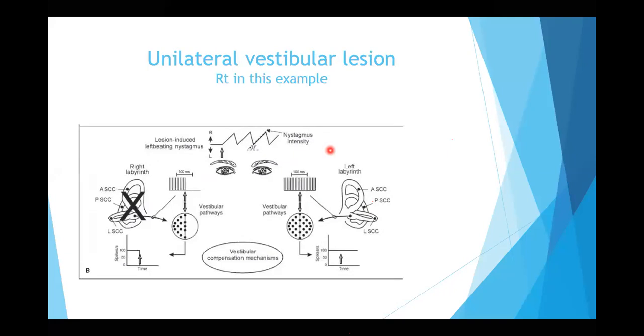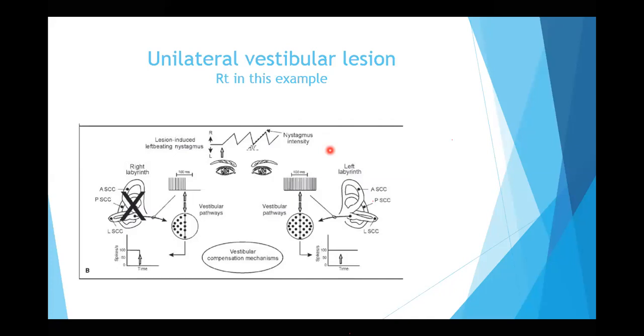Imagine there is a problem on the right side. My right side is damaged, so, let's say the blood supply to the right labyrinth is gone. So I don't have any responses coming from the right side. Okay, so it is called a unilateral vestibular lesion. So what happens now? The right side will not be sending any responses, and the left side will be continuously.